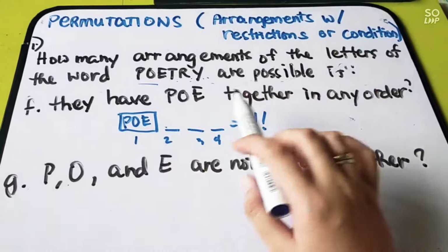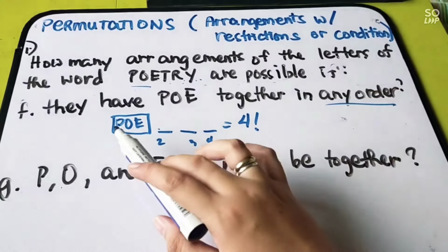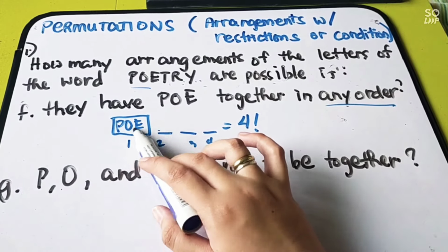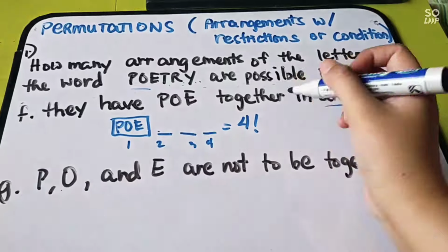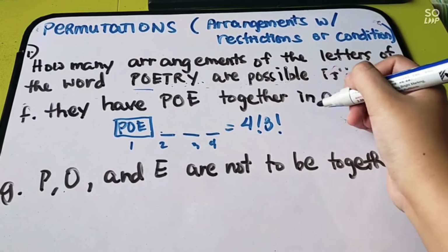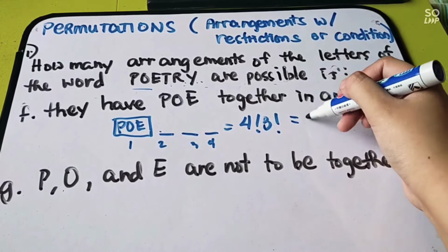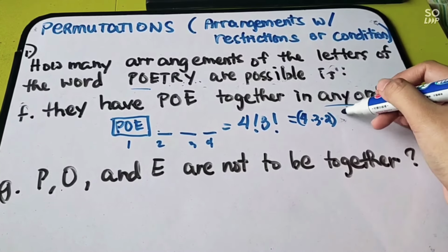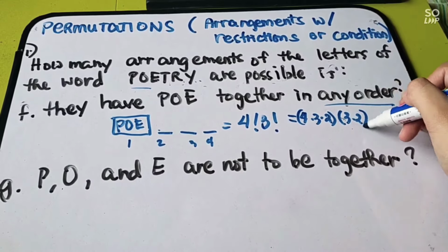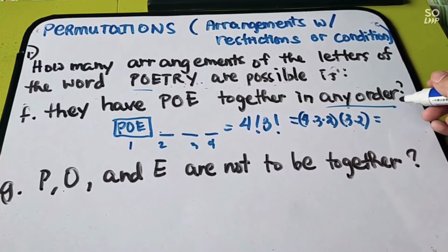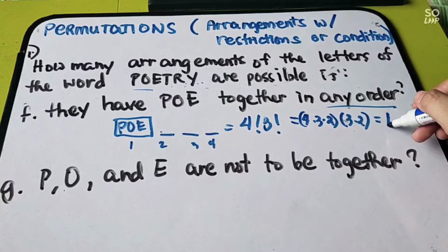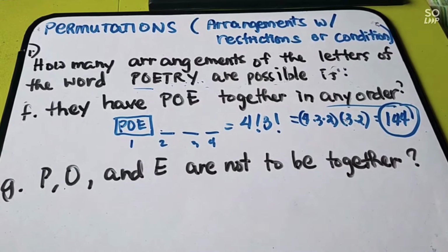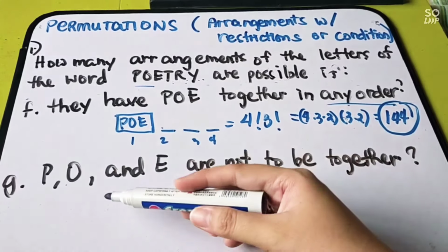And then, afterwards, any order. So, si PO at saka si E, pwede pa siya magkapalit-palit. That is 1, 2, 3. That is 3 factorial. So, just multiply lang. We have 4 times 3 times 2 times 1 times 3 times 2. If you multiply that, the answer here is 144 arrangement.